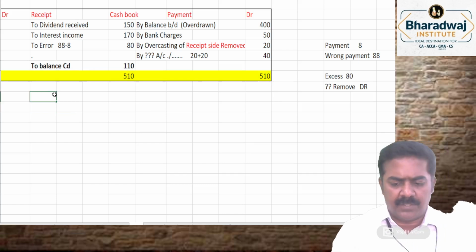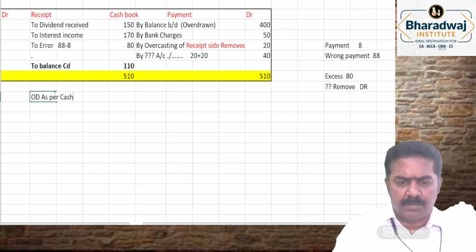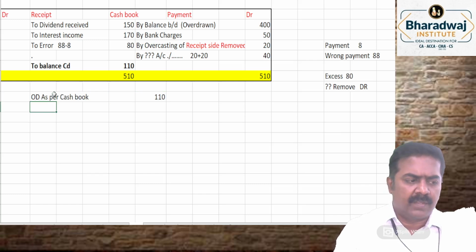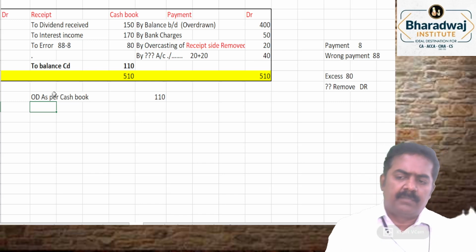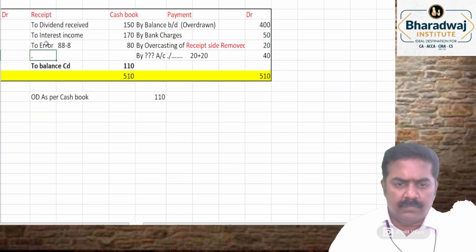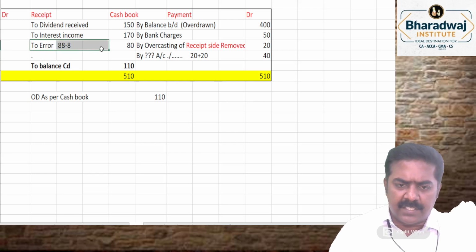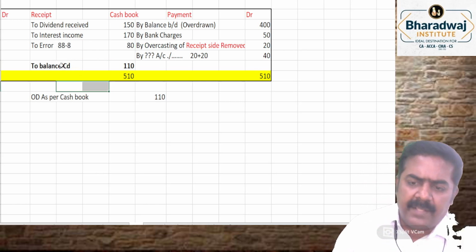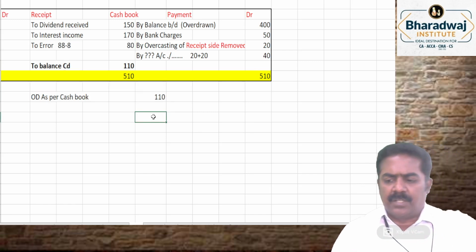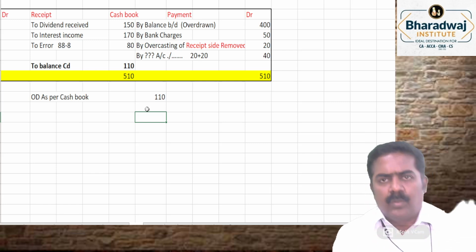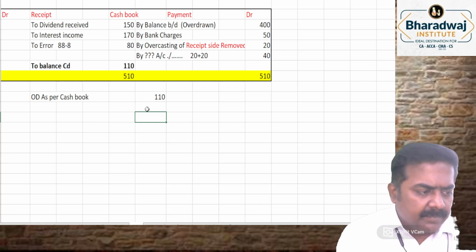Now let us go for reconciliation. OD as per cash book, how much? 110. This error is nothing but excess credit removed by debiting. Excess credit of 80 is removed by debiting the account. So reconciliation now. OD as per cash book, how much? 110.